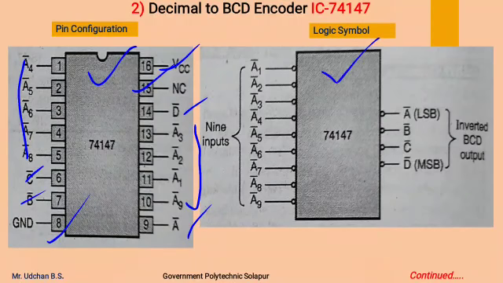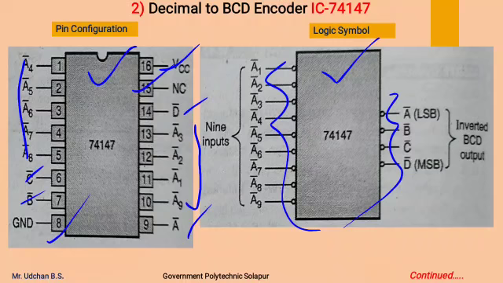This is the logic symbol. These are the 10 inputs from 0, 1 to 9, and these are the 4 outputs, A bar, B bar, C bar, D bar. If you observe, all the input lines and output lines are active low, meaning they are active when we connect a 0 to them. This IC configuration can be used while doing the practicals.